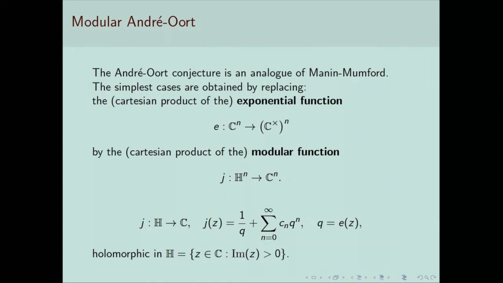So the André-Oort conjecture is an analog of Manin-Mumford for Shimura varieties. And I won't give the full statement. But the simplest case arises simply by replacing E, the Cartesian product of the exponential function, by the Cartesian product of the j function. So you just replace that with j mapping from H to the n to C to the n. H is the complex upper half plane, and here is the q expansion of the j function. It's a holomorphic function in the upper half plane.